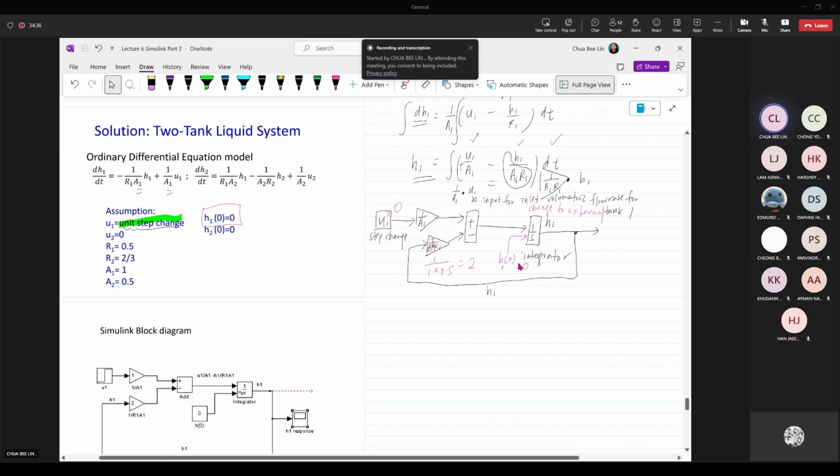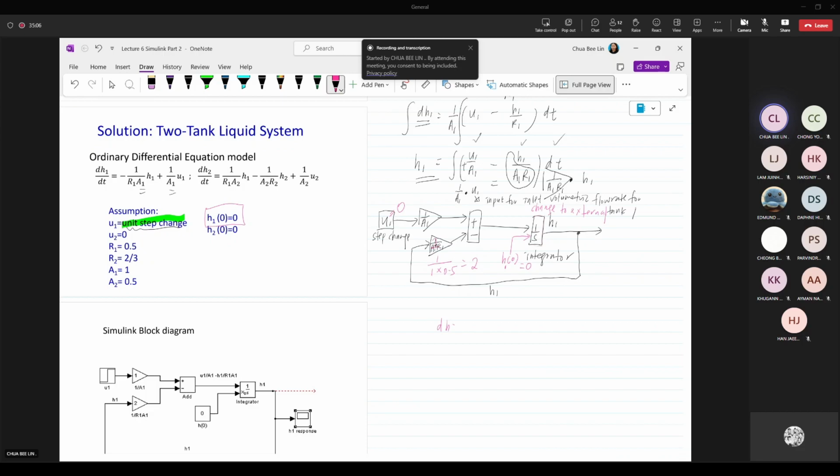So if you sketch, then you just need to have another arrow going in and put the initial value of the level as H1 bracket 0. This means it is the initial level for tank 1, and it is given here equal to 0. Okay, the level is 0, means the tank is empty. Then we will continue with tank 2, dH2 over dt equals to this. So how do you get this line?